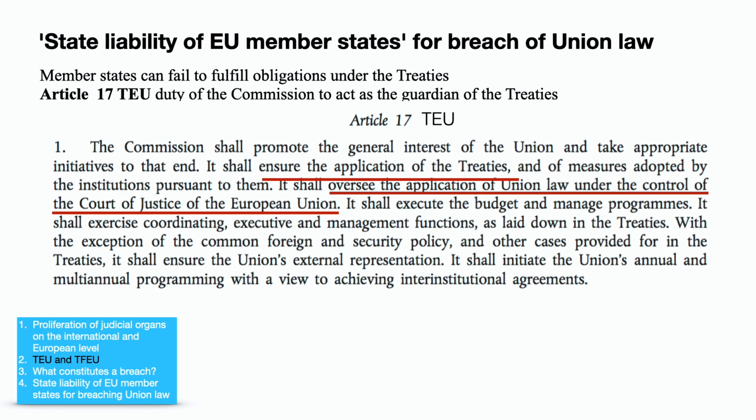Breaches of the member states' obligation to comply with Union law are established by the Court of Justice of the European Union following a procedural action by the European Commission against the EU member state. Article 258, Treaty on the Functioning of the European Union, is the basis for Commission enforcement action against member states for failures to fulfill obligations under the treaties.